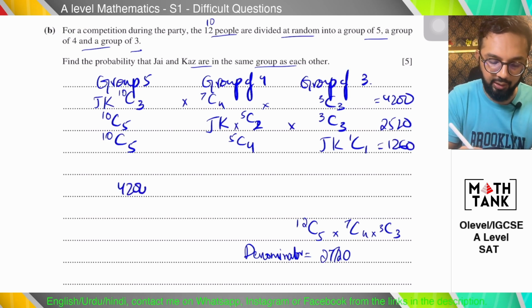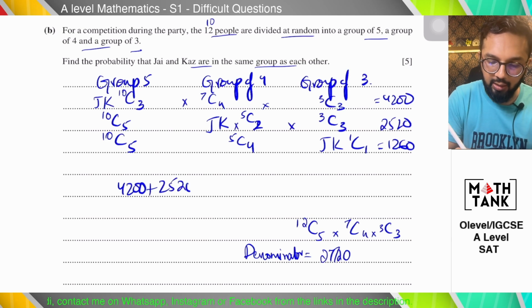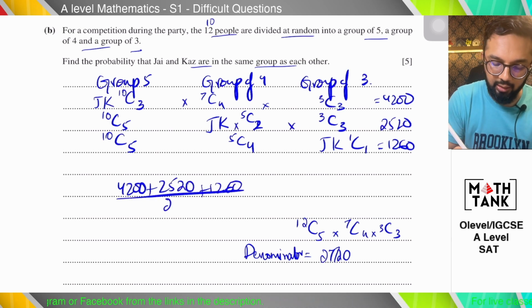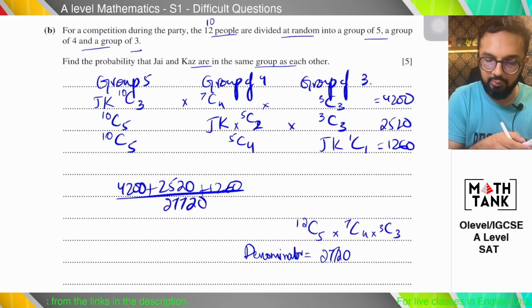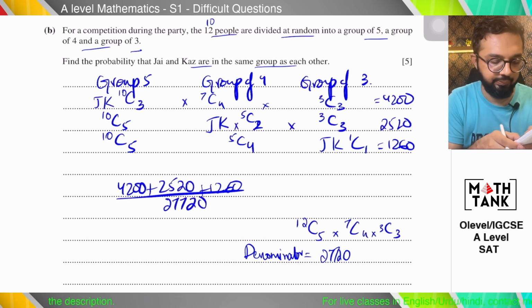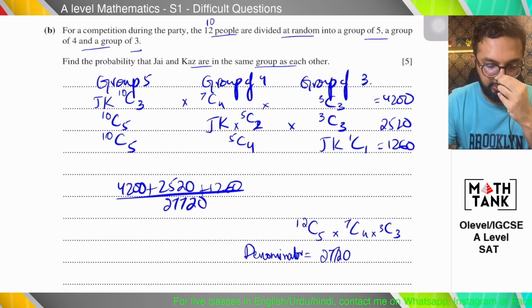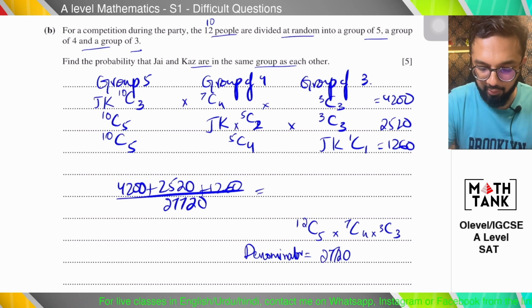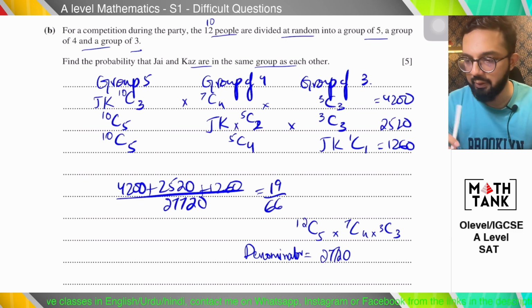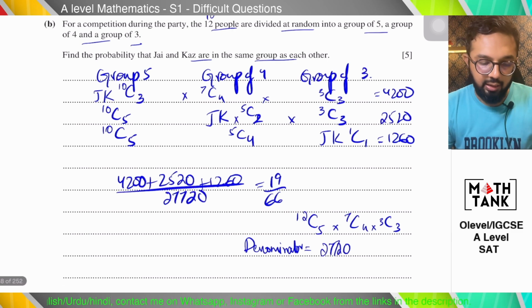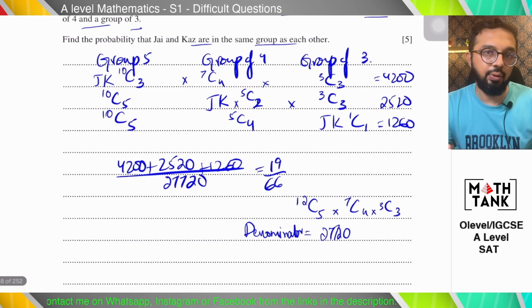When I put all of them together in the numerator, I put Jai and Kaz into separate groups and 27720. 19/66. Okay, that brings us to the end of the difficult questions that I have for you.